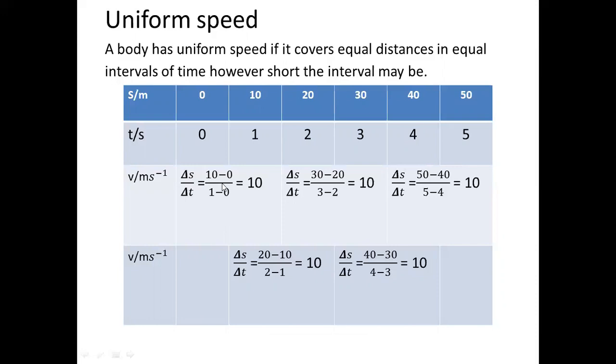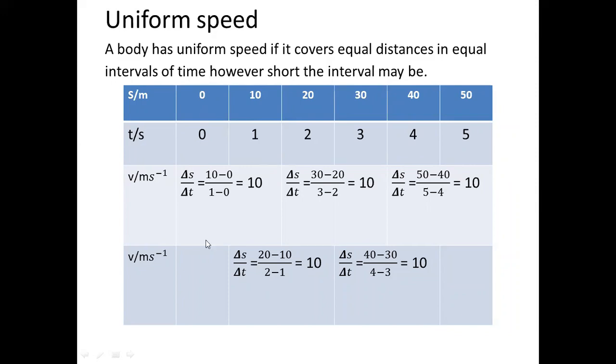Over here, you can see that the distance is being increased by equal amounts. From 0 to 10, it is increasing by 10 meter. From 10 to 20, again it is increasing by 10 meter. From 20 to 30, it is again increasing by 10 meter. And the time is also increasing by equal amounts. So we're going to calculate the speed for different time intervals, and we're going to see that we are getting the same answer. The same speed means that speed is uniform, and this happens when the body is covering distance equally in equal intervals of time.